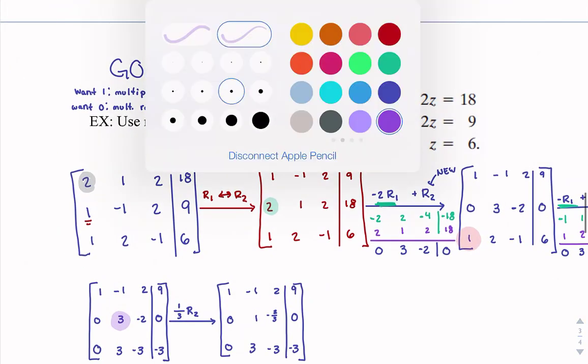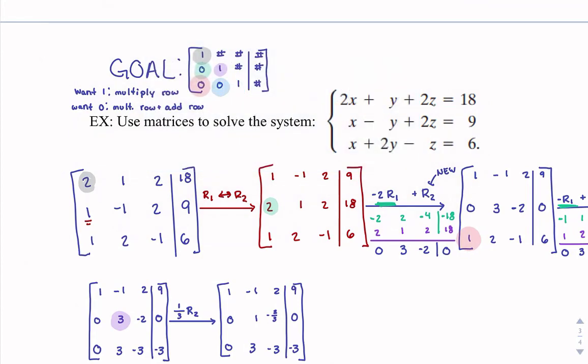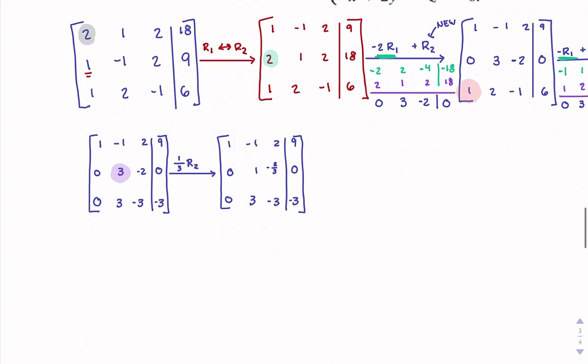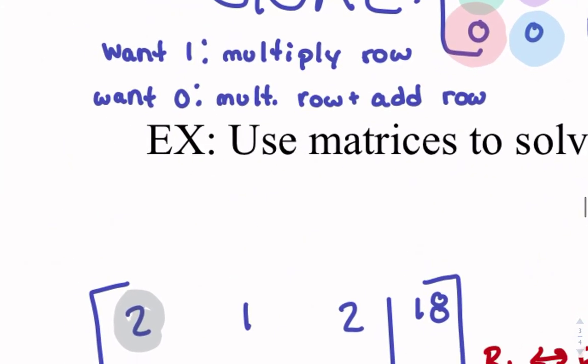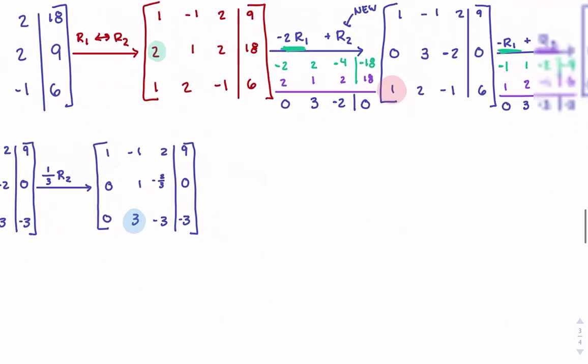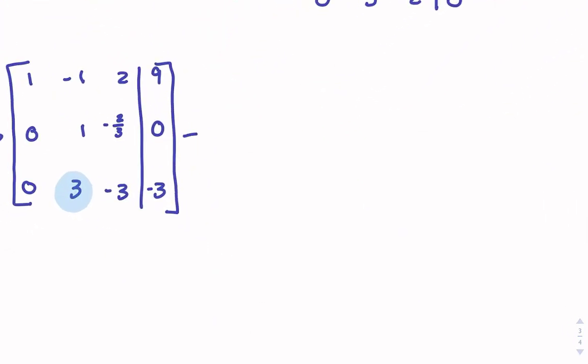Next part is this next blue dot. I want a 0. So where this 3 is, I need a 0. Remember, if you want a 0, you multiply the row and add it to the other row. Since I want a 0 in row 3, I need to do plus row 3. Now I can't use row 1, so my only option is row 2. But I have to think, 3 plus what is going to give me 0? Well, 3 plus -3 would give me 0. So I multiply row 2 by -3.